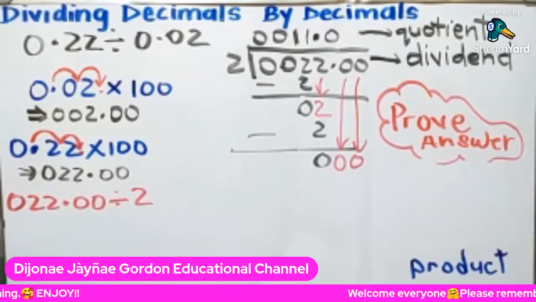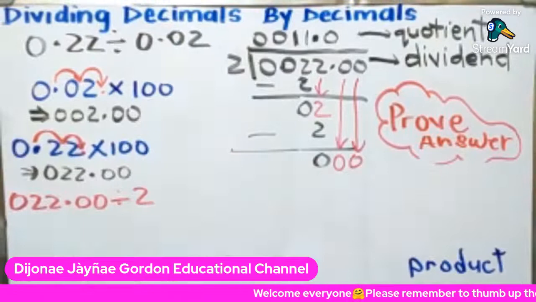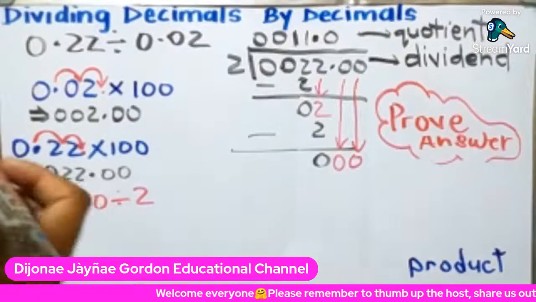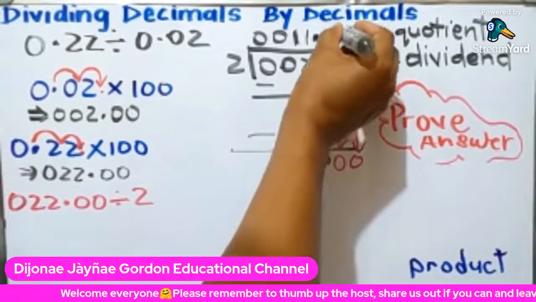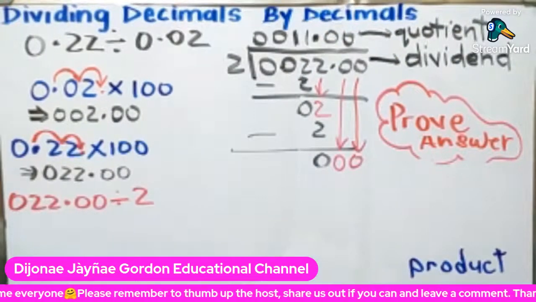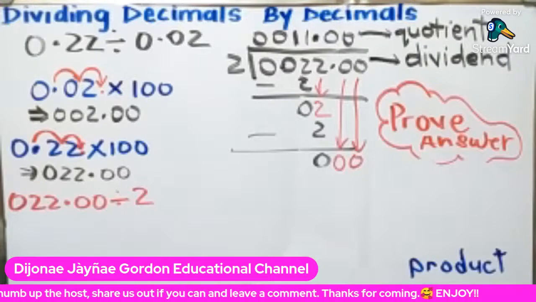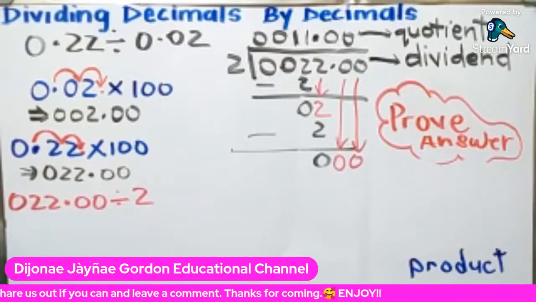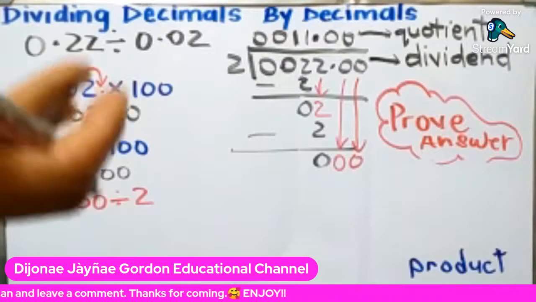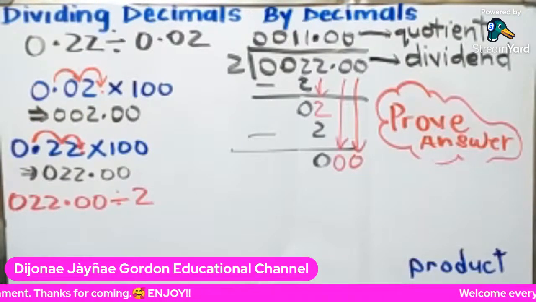Or can we get some 2's from this 0? And of course, no, we can't get a group of 2 from 0. So we're going to put a 0 right there to say no. And of course, we are finished with that problem. Our quotient is 11, which we have right here, which is 0011.00. That's the same thing as 11.